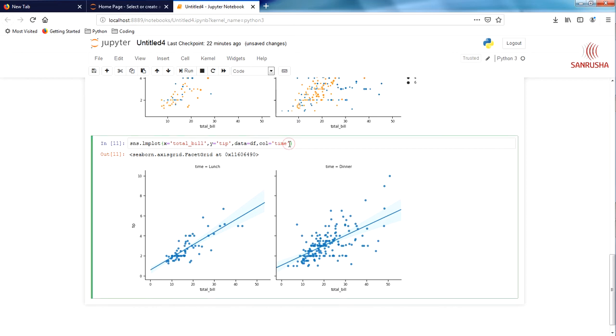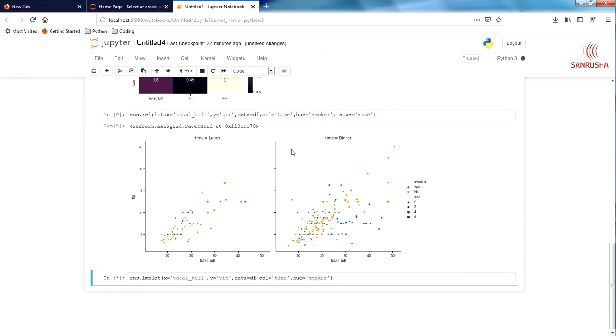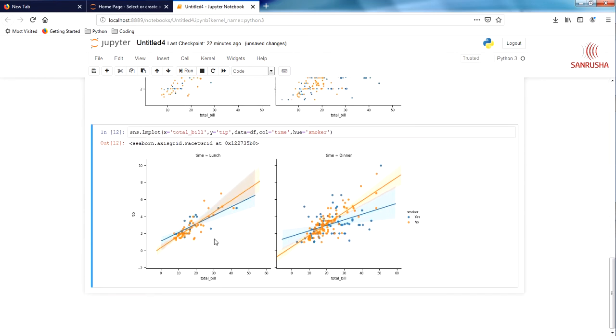I want to understand if there is a difference in behavior based on whether the person was a smoker or not. Let's add this. Now I get that. Let's look at this. So the blue one is a smoker and the orange one here is a non-smoker.